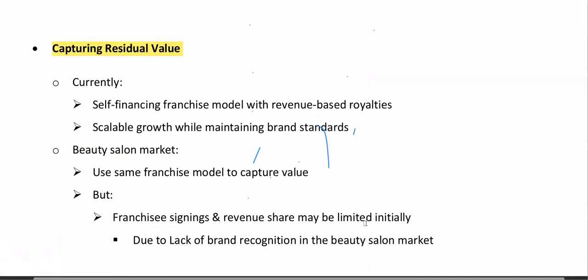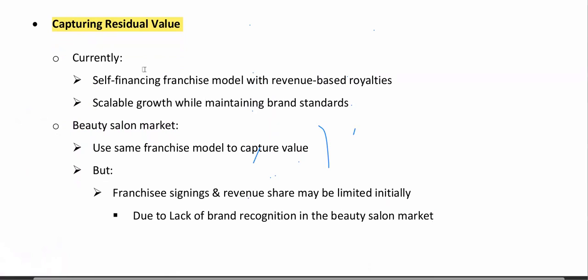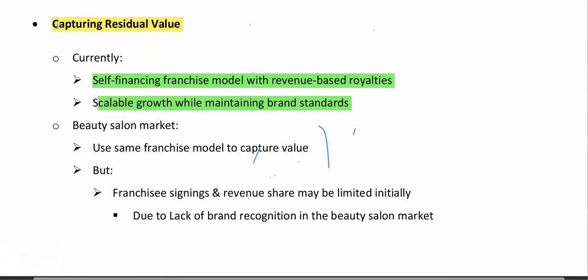And finally, capturing residual value. So remember, currently how we are going about it is the self-financing franchise model, and we take a share of the revenue as royalty. And this also offers us the opportunity for scalable growth while maintaining brand standards. So what would be the implications of entering the beauty salon market on capturing residual value? Well, for one, we can say that the franchise model can be used to capture value. We can upgrade the franchise salons, especially the upmarket salons, to also include beauty care services.